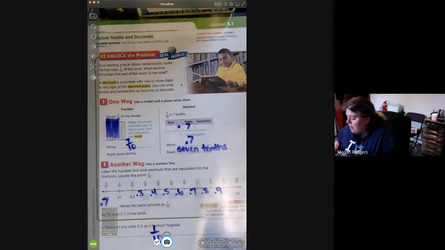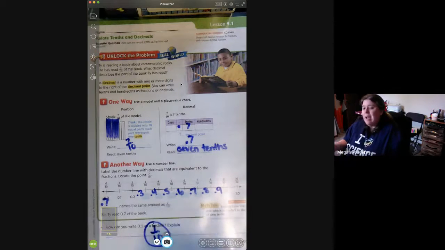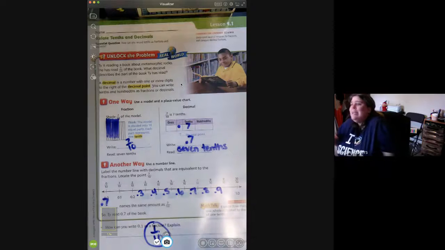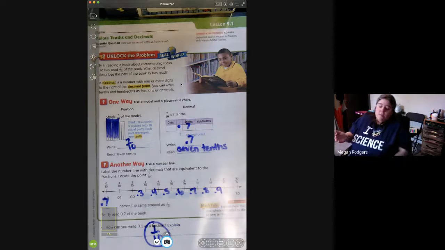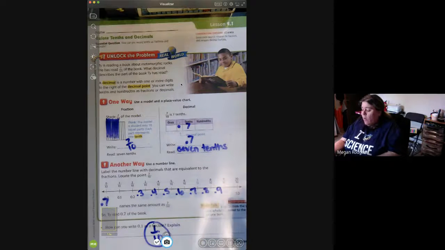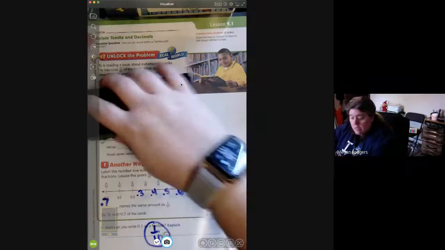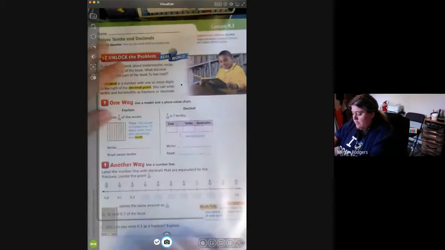So the math talk on here says, explain how the size of one whole is related to the size of 1/10. Well, if we think about this in terms of a fraction, if I have 1/10, how many tenths do I need to make a whole? We kind of talked about this a lot when we talked about fractions. Well, if I need 10 tenths to make a whole, then 1/10 is 1/10 the size of a whole. Kind of nifty how that works. All right, I'm going to erase this so we can go to the next page.